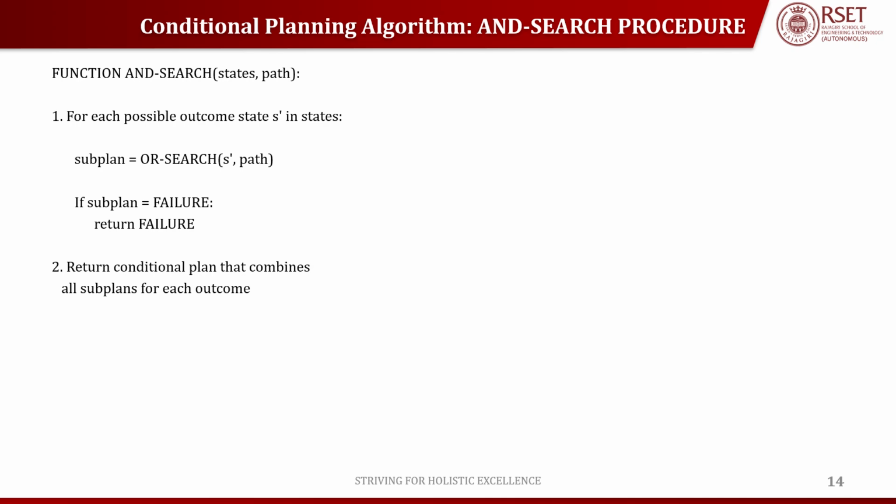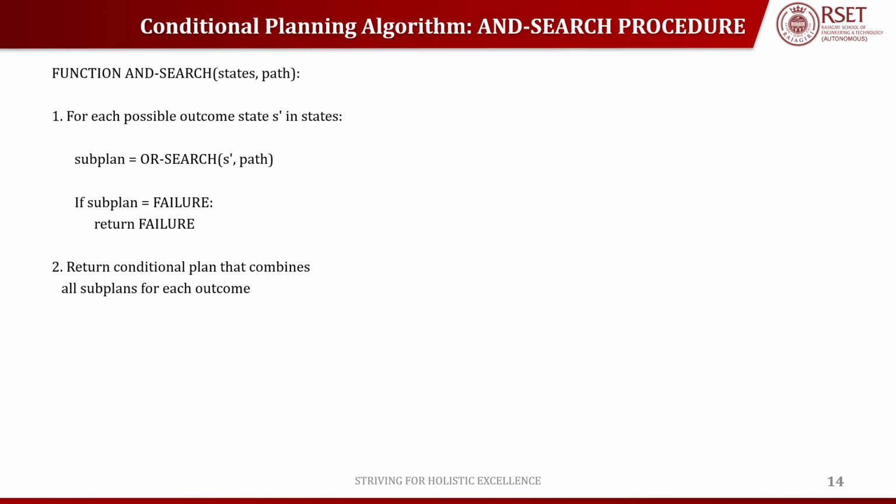As we discussed earlier, there is OR search, which chooses an action, whereas AND search checks all the possible results of that action. So in a simple case, OR means which action should I try, and AND means will this action work in every possible outcome. So step one is that for each possible outcome state S in states, subplan is equal to OR search S path. If subplan is equal to failure, then return failure, which means that for every possible result of an action, try to find a plan.